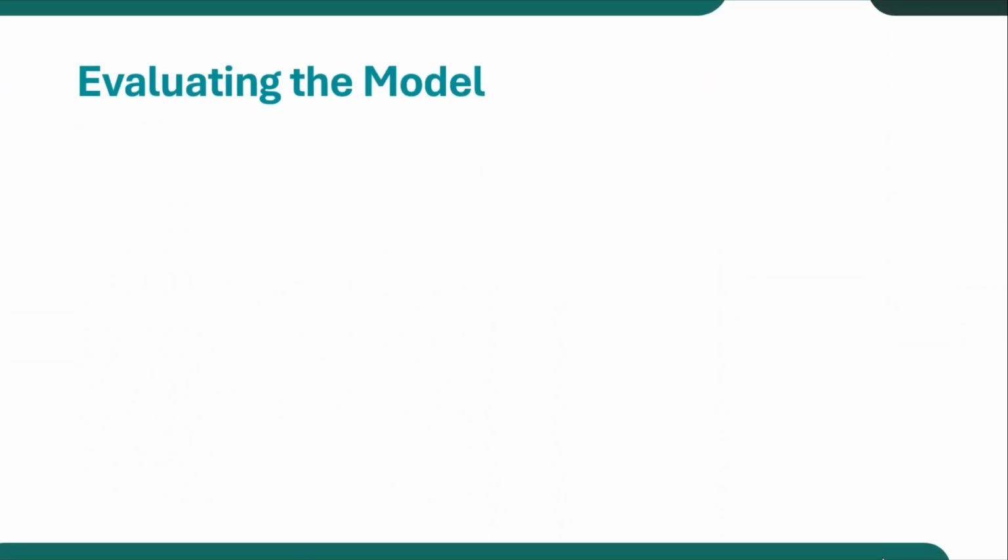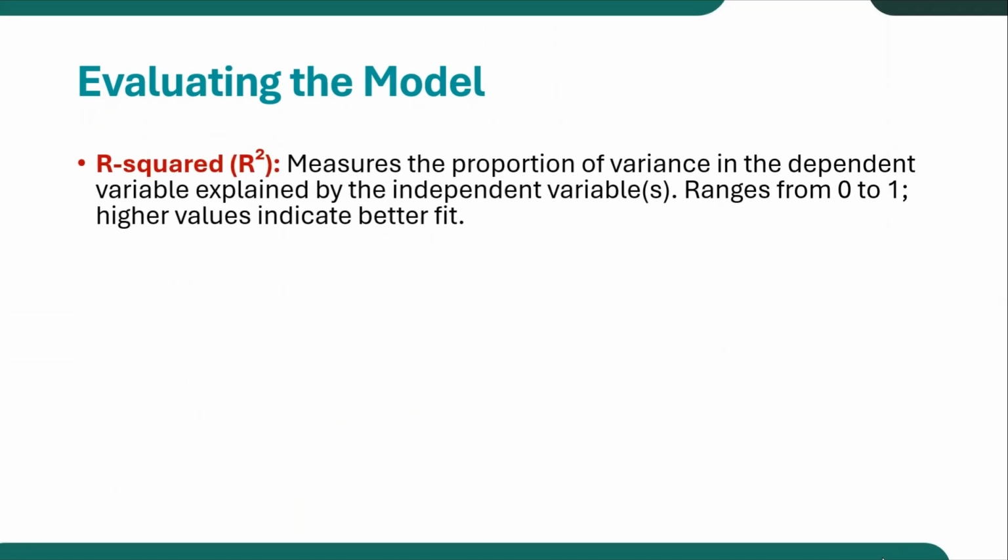Now, let's evaluate the model. R squared. R squared tells us how much of the variation in the dependent variable is explained by the independent variables in the model. It ranges from 0 to 1. The closer it is to 1, the better the model fits the data.